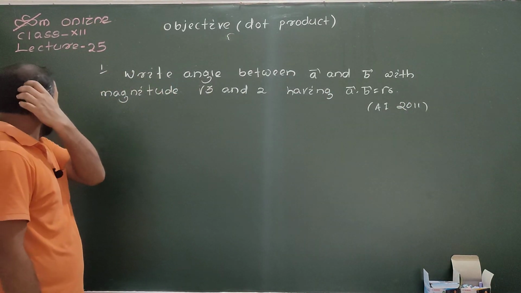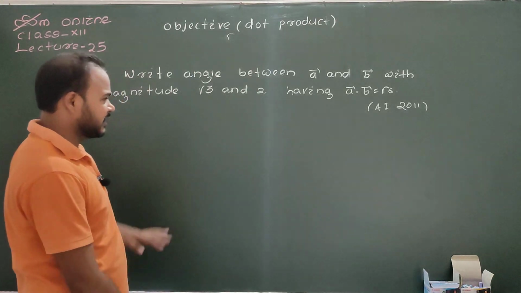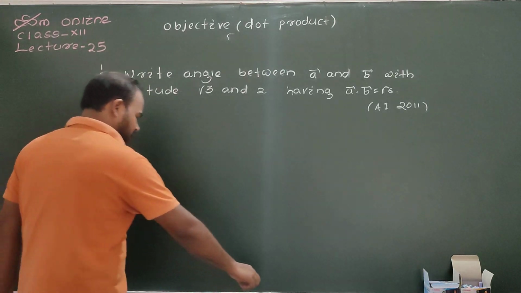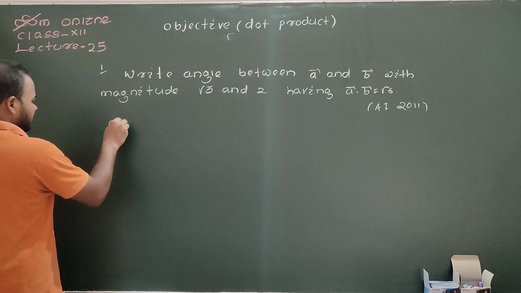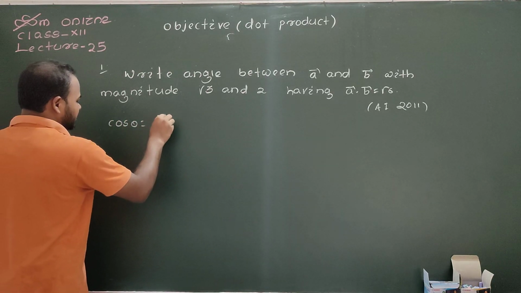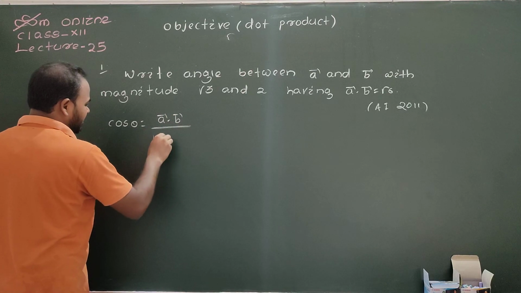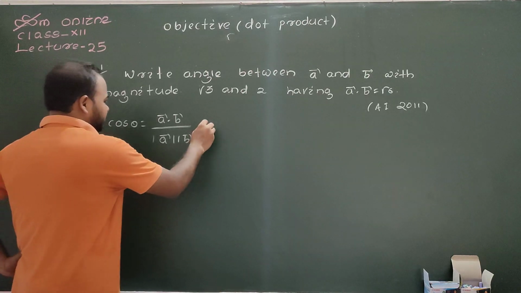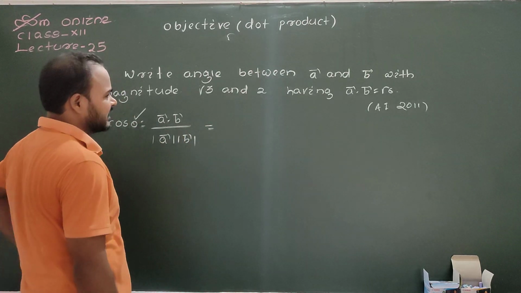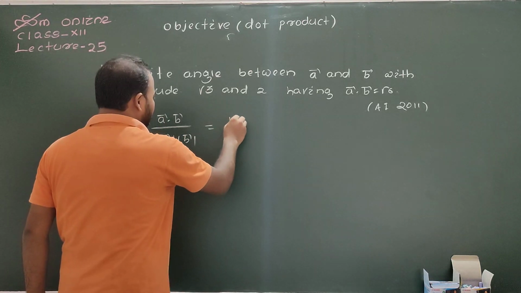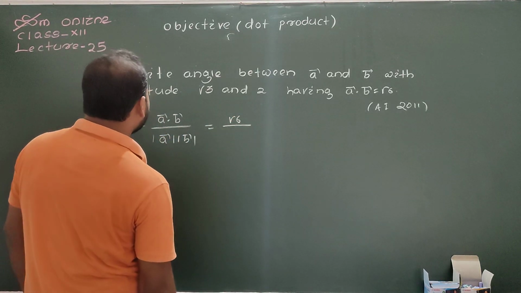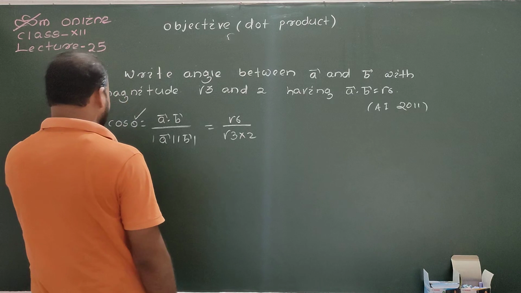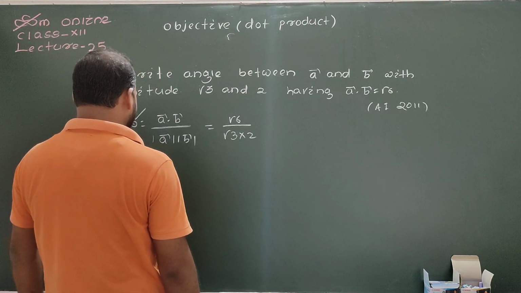So here we have to find the angle between vector A and vector B with magnitudes root 3 and 2, having scalar product root 6. We know that cos theta equals vector A dot vector B upon magnitude of vector A into magnitude of vector B. Here we have to find the value of theta. A dot B equals root 6, and the magnitudes are root 3 and 2.